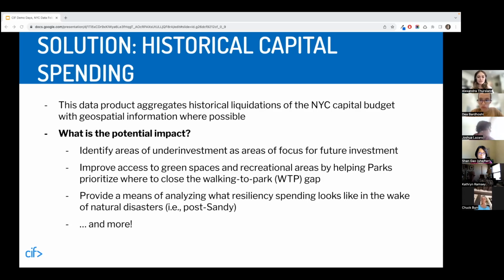But which communities received the most capital funding for resiliency projects? And which areas saw their reconstruction projects completed the fastest? Which projects took the longest to complete? How much did they cost? And where were they? Without a spatialized historical spending data set, these questions are really hard to answer. But with the historical capital spending data products, we hope that city planners, agency partners, and eventually the public will be able to clearly answer questions like these.